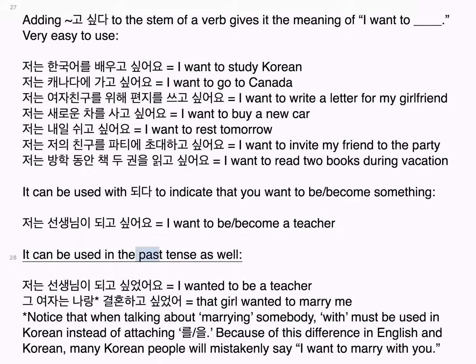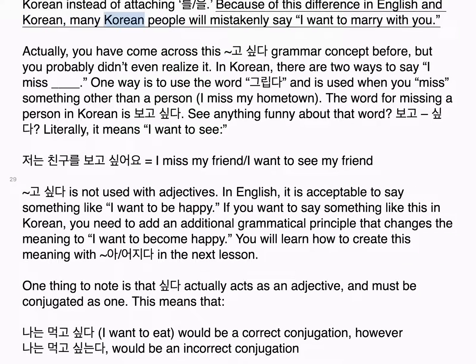It can be used in the past tense as well. 저는 선생님이 되고 싶었어요. I wanted to be a teacher. 그 여자는 나랑 결혼하고 싶었어. That girl wanted to marry me. Notice that when talking about marrying somebody, 랑 (with) must be used in Korean instead of attaching 를. Because of this difference in English and Korean, many Korean people will mistakenly say I want to marry with you.